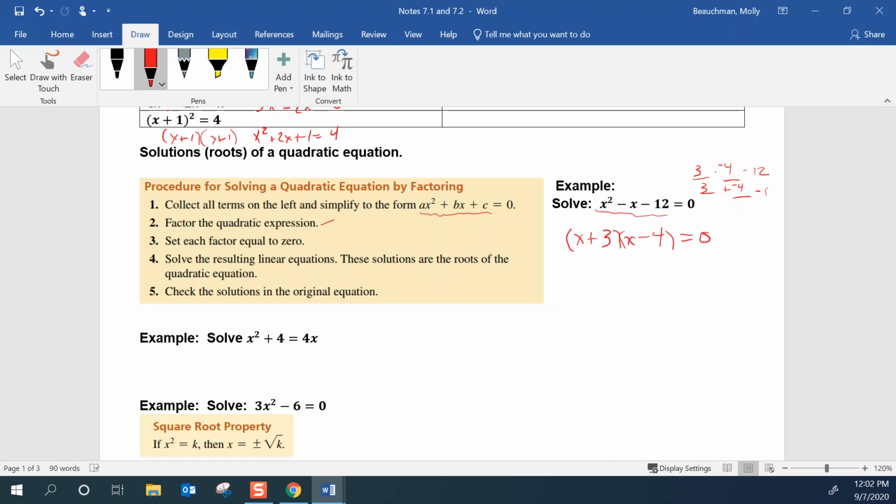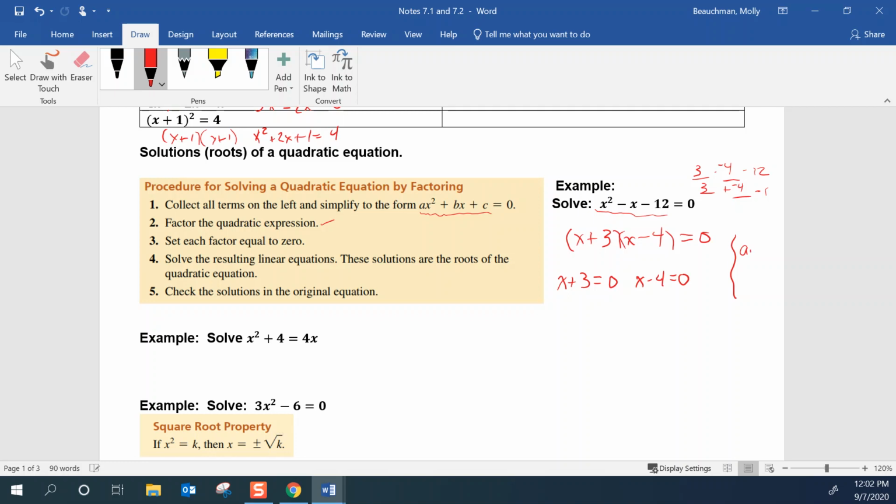So now we've factored our quadratic and we have the expression equal to 0. At this place, we're going to use something called the zero product property. We're going to take each factor, each x plus 3 equals 0, and set it equal to 0. Why is this okay?